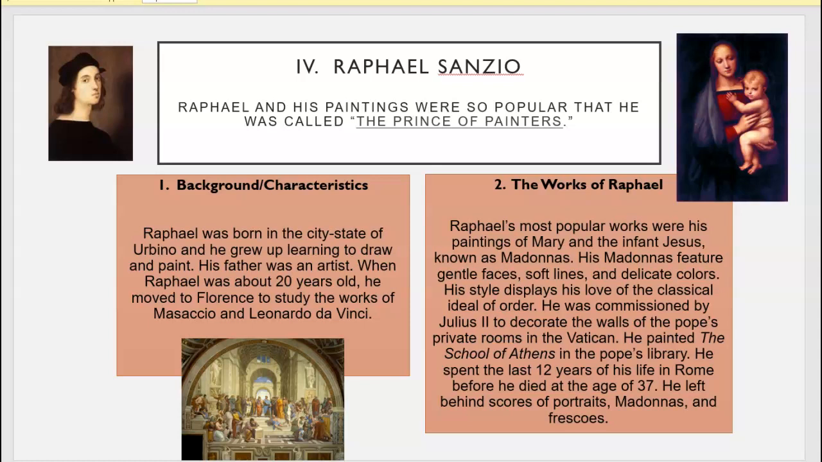He was commissioned by Julius II to decorate the walls of the Pope's private rooms in the Vatican. He painted the School of Athens in the Pope's library. He spent the last 12 years of his life in Rome before he died at the age of 37. He left behind scores of portraits, Madonnas, and frescoes.